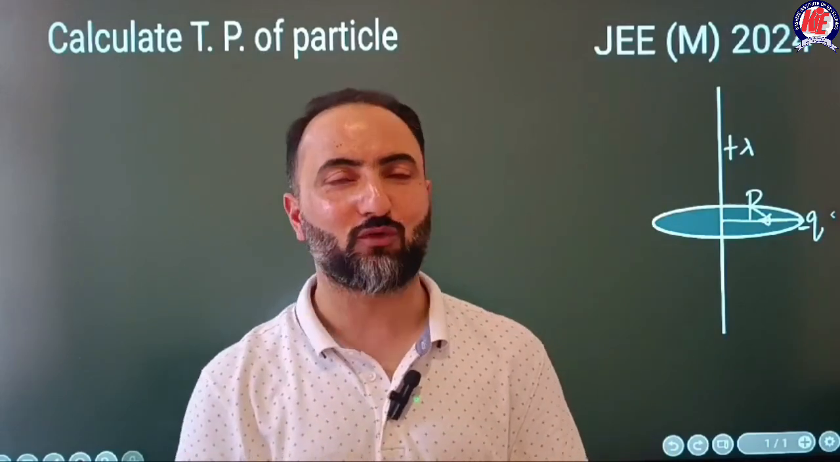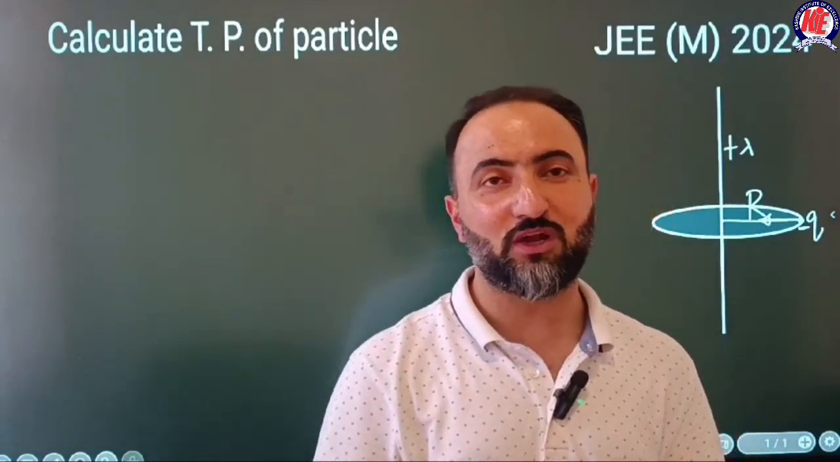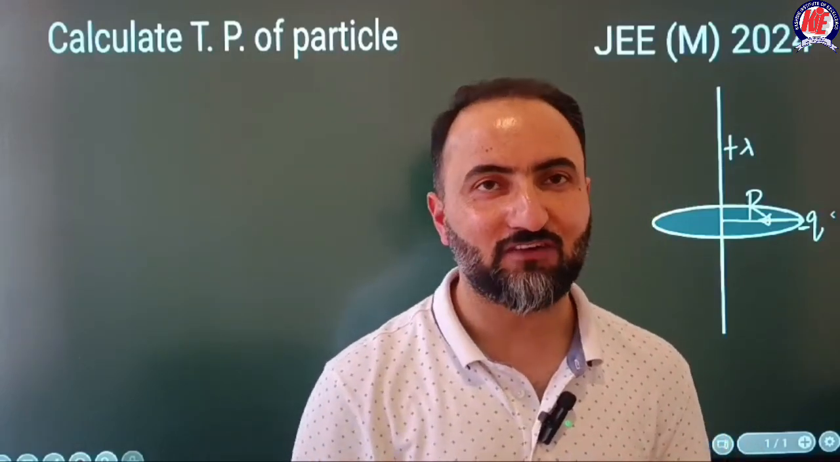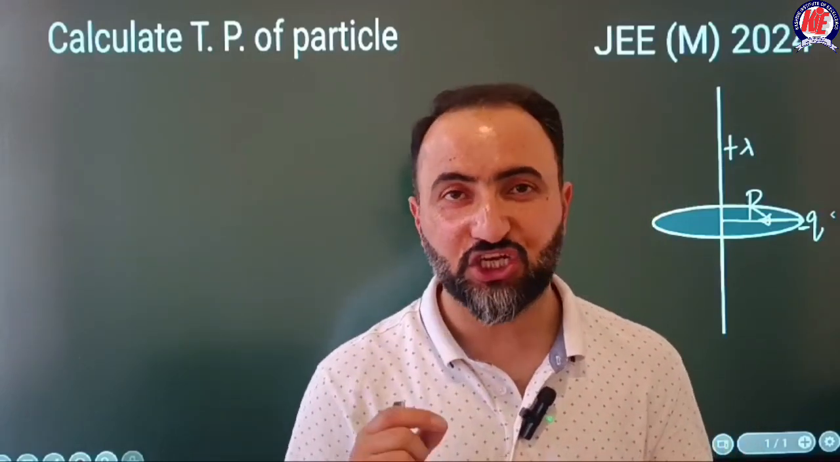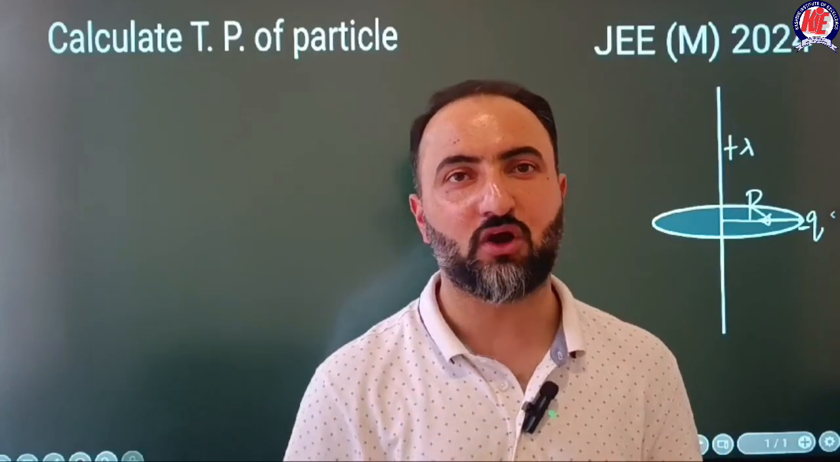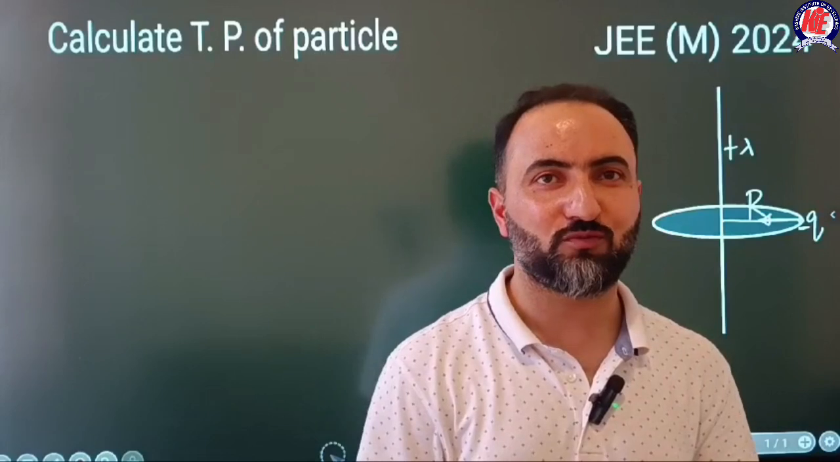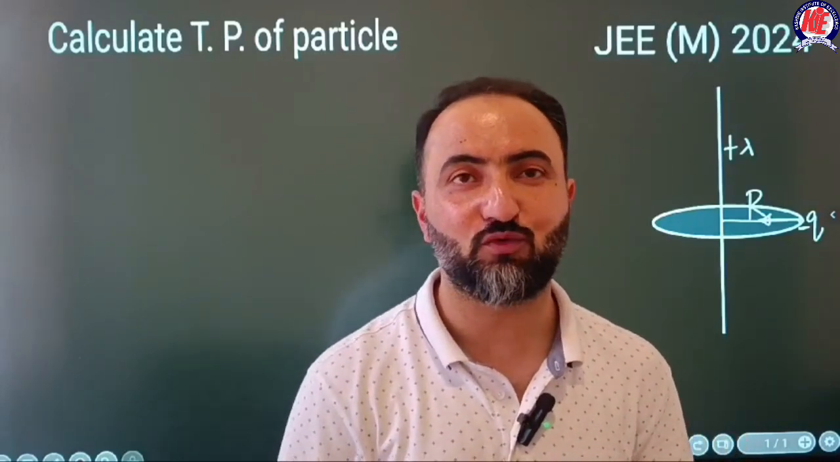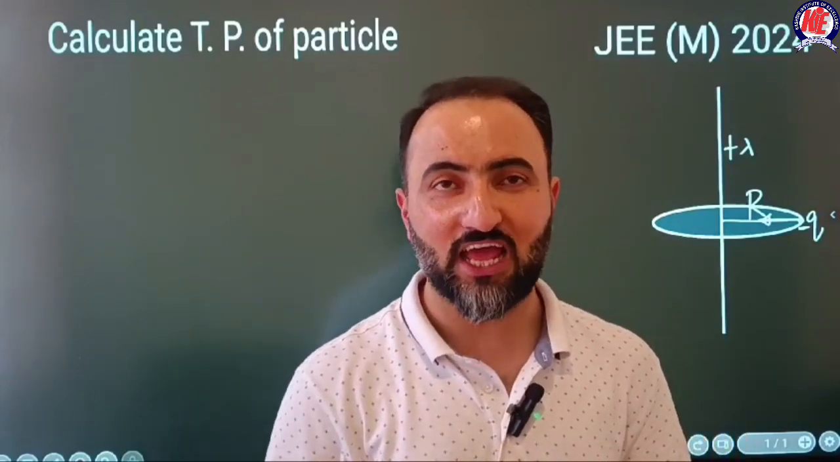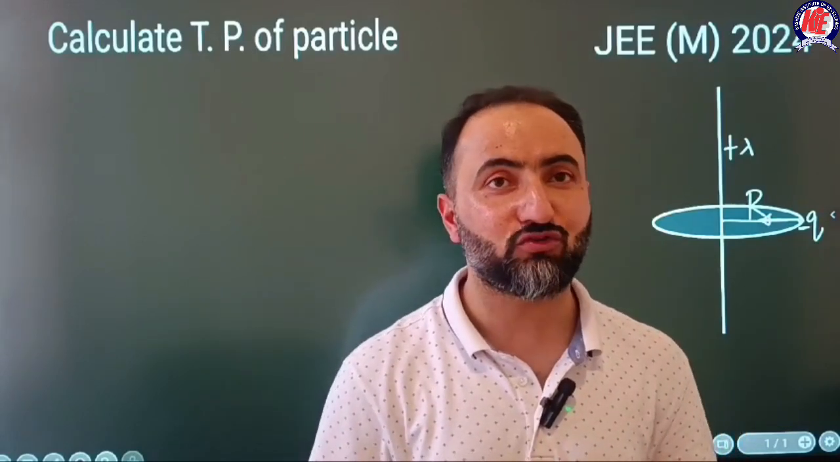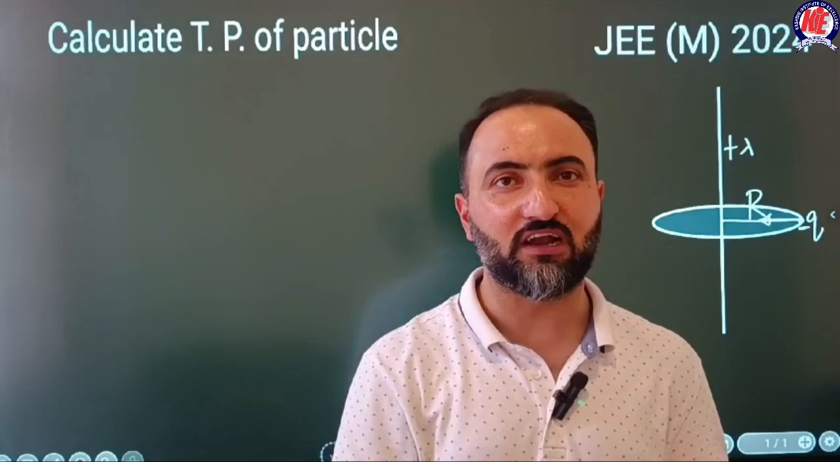Now how can we calculate the speed? We can calculate the speed if we know which force is responsible for the charged particle to move in a circular path, or which force will provide the necessary centripetal force. Of course, there is a force, and that force is called the electrostatic force. Can we calculate the electrostatic force? Yes, we can, if we know the electrostatic field.